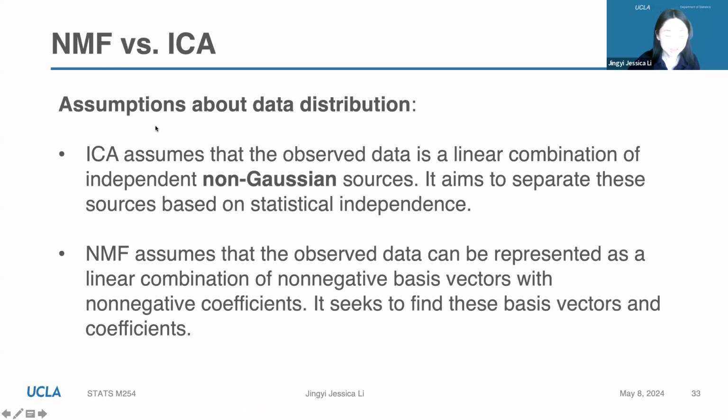Here are some bullet points summarizing the differences between NMF and ICA. First, assumptions about data distribution. ICA assumes that observed data is a linear combination of independent non-Gaussian sources. It aims to separate these sources based on statistical independence. So you're basically doing statistical modeling here to estimate independent sources under the assumption that they're independent. NMF assumes that the observed data can be represented as a linear combination of non-negative bases with non-negative coefficients, instead of independent non-Gaussian sources. It seeks to find these basis vectors and coefficients. So non-negativity is unique to NMF, but not to ICA.